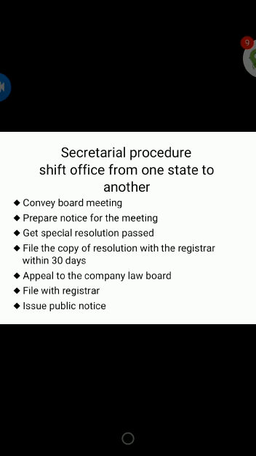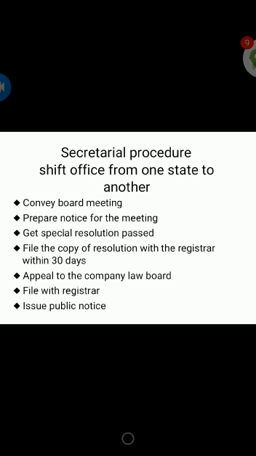The next, you are going to make an appeal or petition to the Company Law Board for sanction for the shift. To get approval from the Company Law Board, you make a petition that you want to shift. Then the next is to file with the registrar. What are you going to file with the registrar now? You have to change the memorandum of association, once you get the approval or sanction from the Company Law Board, and you have that certificate.